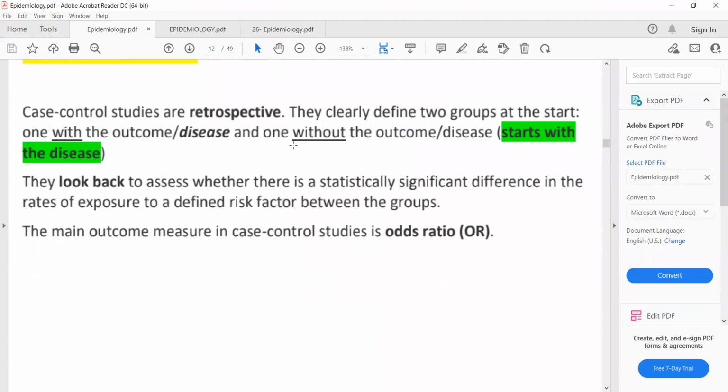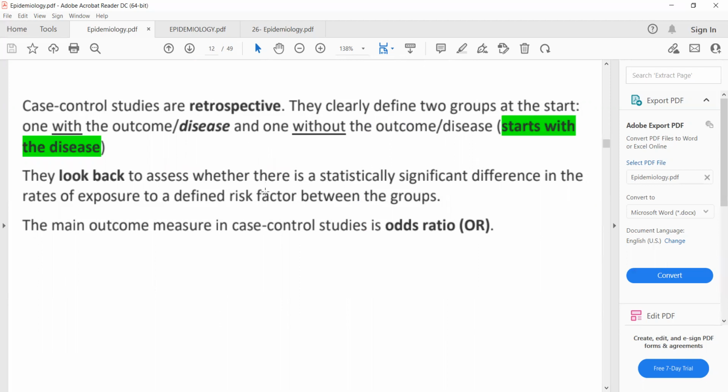So case control studies are retrospective. Retrospective means they look back to assess whether there is a statistically significant difference in the rates of exposure to a defined factor between the groups. We clearly define two groups at the start, one with the outcome and one without, one with the disease and one without the disease, and then we look back to assess if there is any association between different risk factors and the disease.